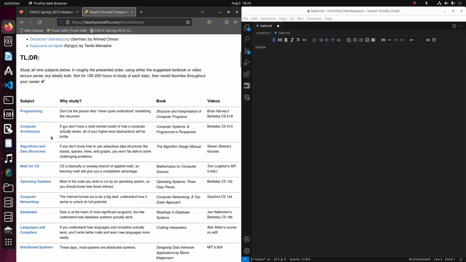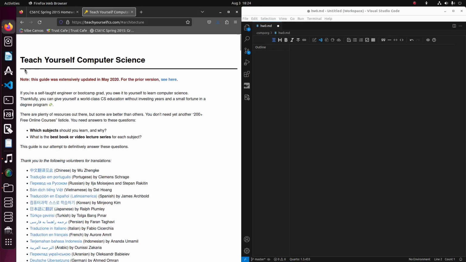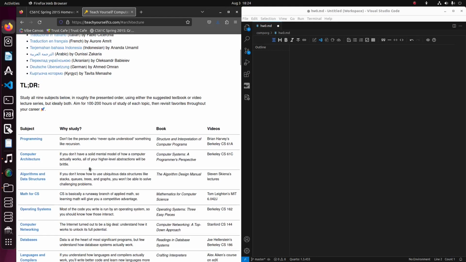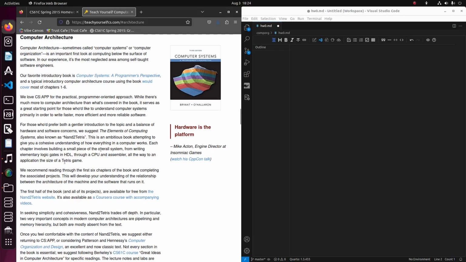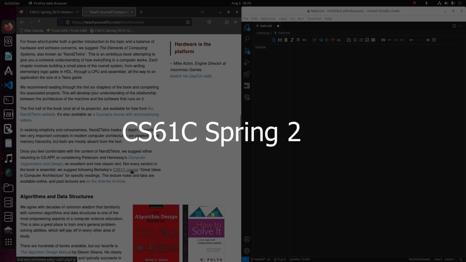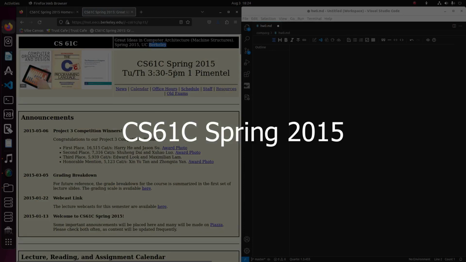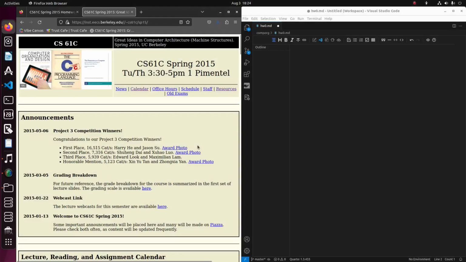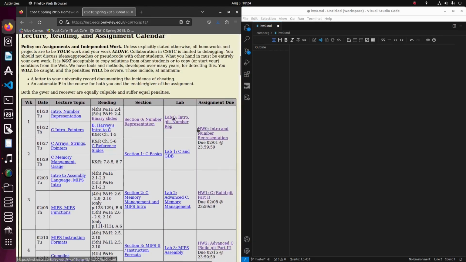In any case, the way that I'm approaching this is I'm going to this fairly famous website, Teach Yourself Computer Science, and going to computer architecture, and in particular using this CS61C course, which is a leftover website for a Berkeley class. And I'm going to just do the homeworks and think out how I approach the solutions to these homeworks, and hope that's of some value to somebody.